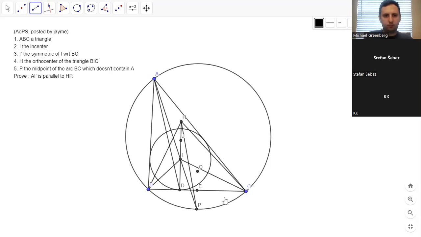So we want to show that AD is parallel to JP. Mm-hmm. And that is equivalent to showing that AI over ID is IP over IJ. Yes. And drawing the tangent of tangency point of the incircle to AB. Okay.